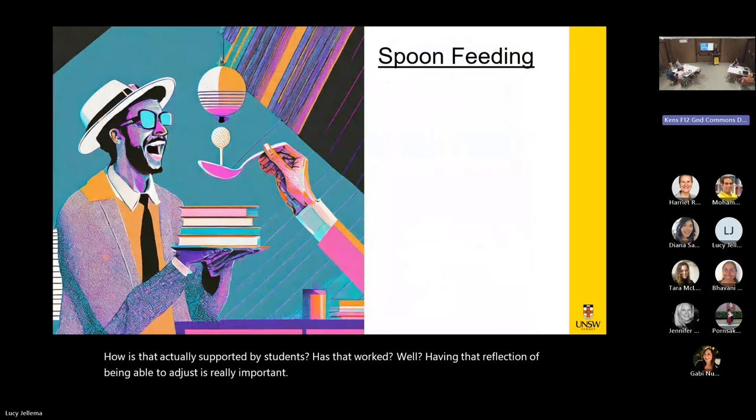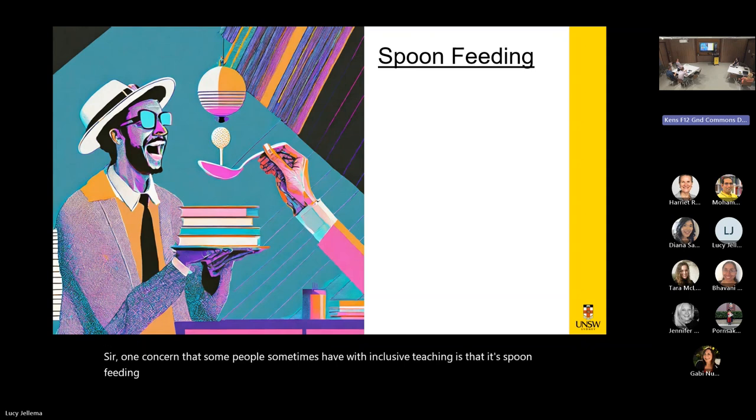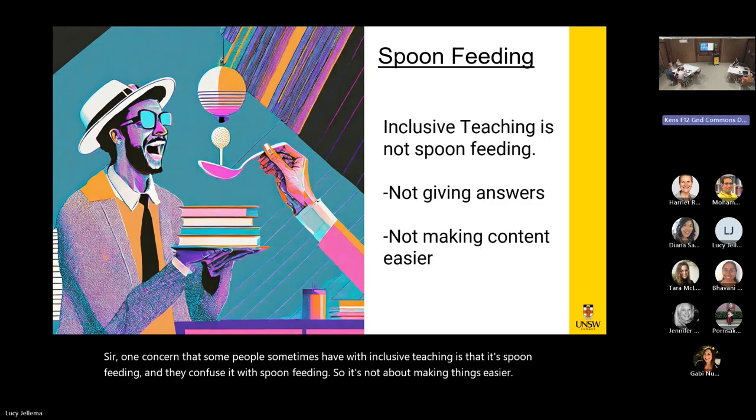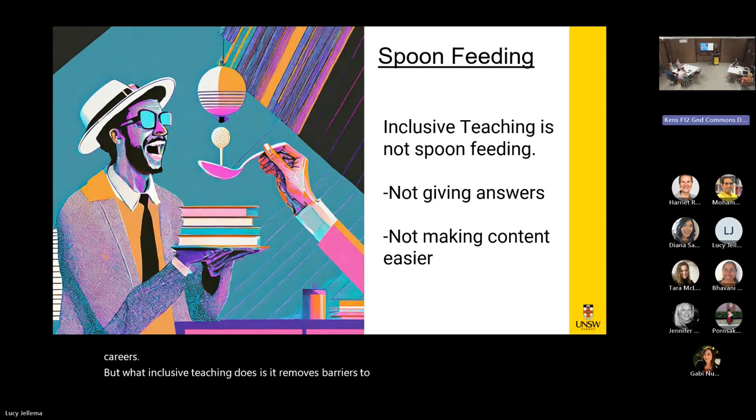So one concern that some people sometimes have with inclusive teaching is that they confuse it with spoon feeding. So it's not about making things easier. It's about making them accessible. All students still need to know the content of your class. They still need to be able to apply it in their degree and their future careers. But what inclusive teaching does is it removes barriers to that student's learning.